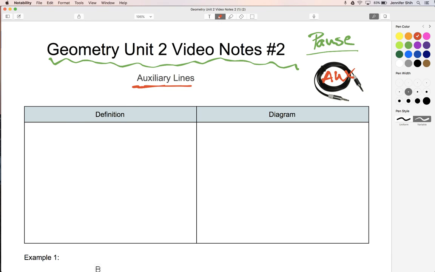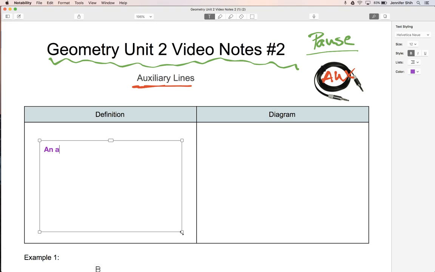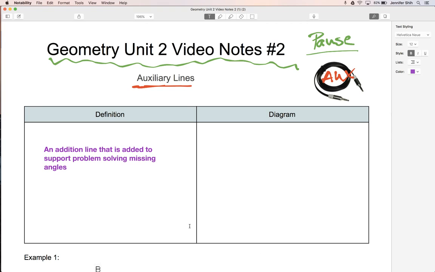An auxiliary line, I think I'm going to type this, is an additional line that is added to support problem solving missing angles. What this means is it's literally an extra line that you add in, just like you choose where to add it in.